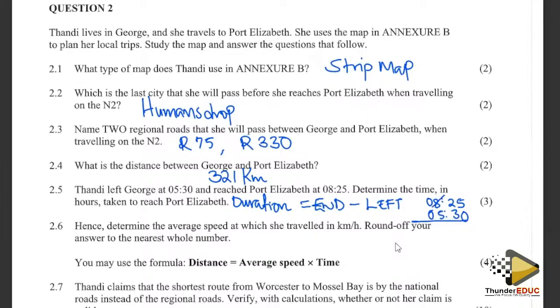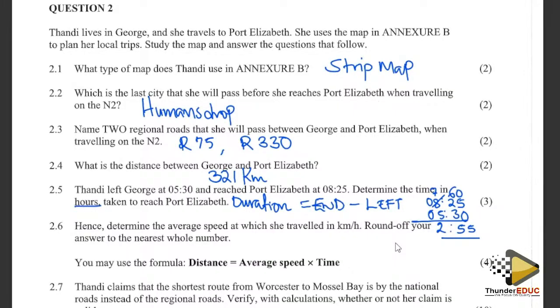We borrow from the 8, which becomes 60. Now 60 plus 25 becomes 85. 85 minus 30, you remain with 55. Remember here you borrowed 1, so you remain with a 7. 7 minus 5, you remain with the 2. So they said they want the time in hours.